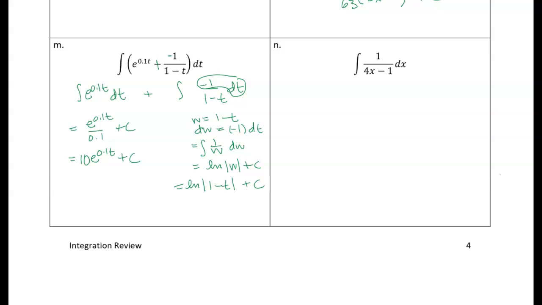All right, so now we can combine the two results. So the integral of this overall function is going to be 10 e to the 0.1 t, and we have two c's here, so we just combine them into one constant. We'll still call it c. So natural log of the absolute value of 1 minus t, plus c.